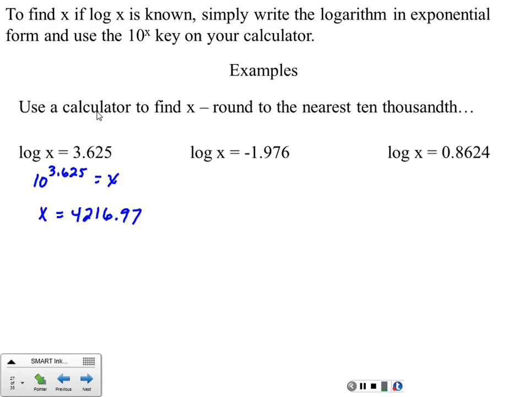Some of you may have to type in 3.625 and then... No, you should be able to do it. You're just going to hit the blue button. I got that. So everybody can do this in their calculator, hopefully. Again, if you don't know the argument, change it to exponential.